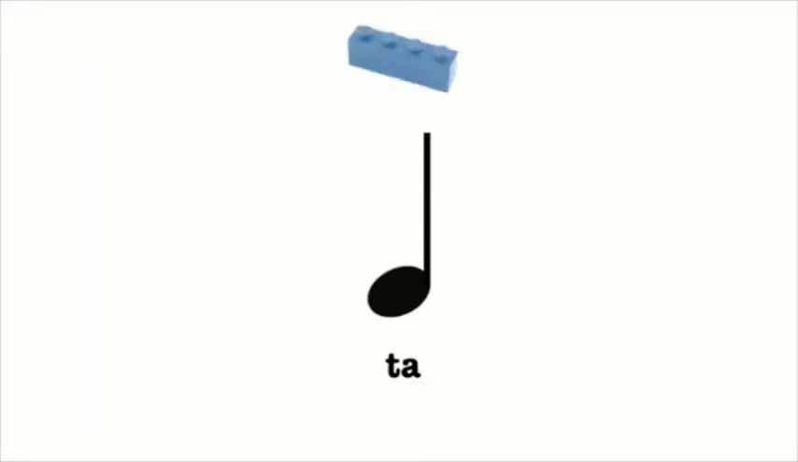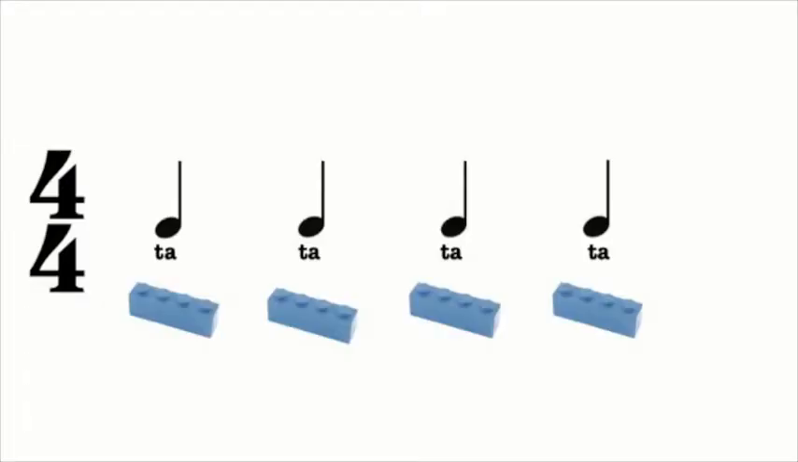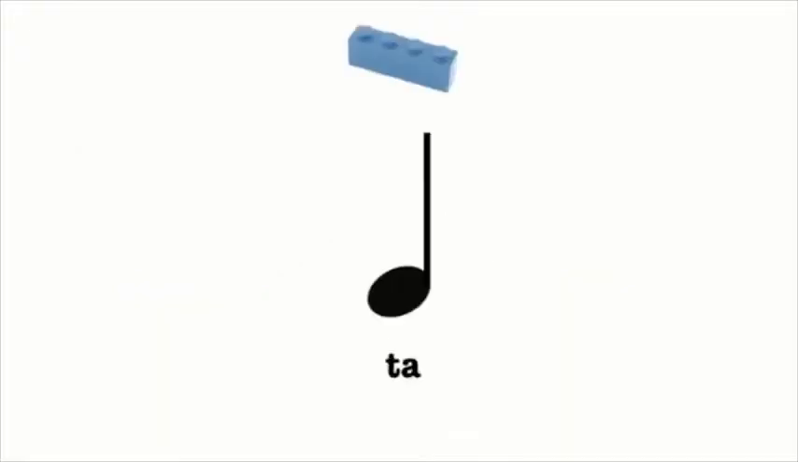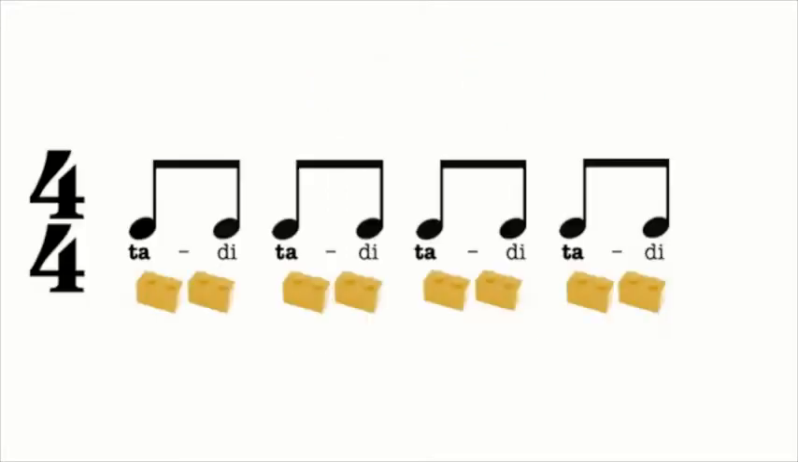And of course, we know exactly what to say when we see one of these. Ta, ta, ta, ta. Okay, we know this. Good. But notice that we still have 16 little bumps even on our 4 quarter notes. Now we're literally going to divide these Legos in half. So we're turning all of our quarter notes into 2 eighth notes. So now we have 2 sounds on each beat. Ta-di, ta-di, ta-di, ta-di. You guys know this stuff.